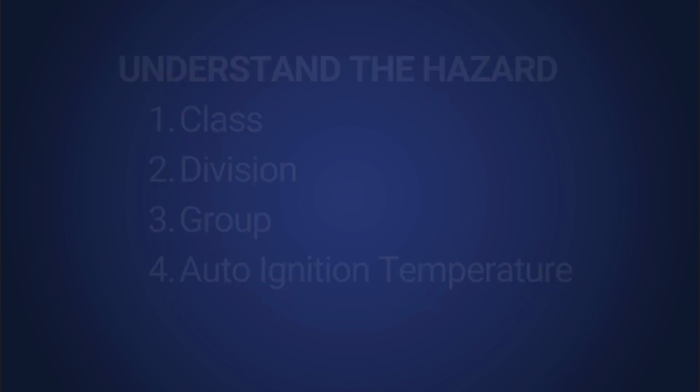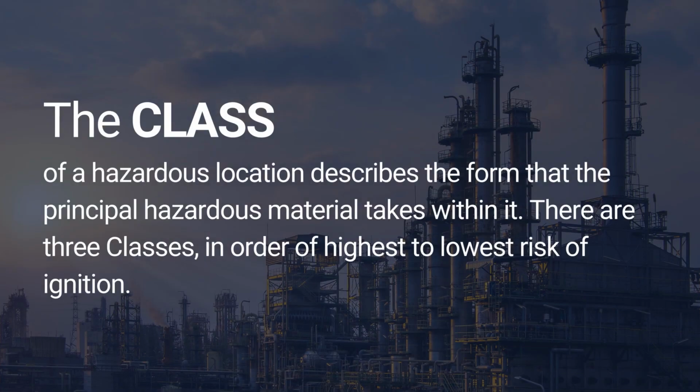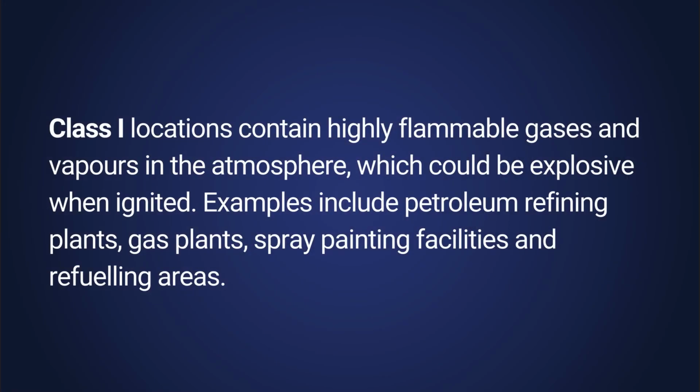1. Class. The class of a hazardous location describes the form that the principal hazardous material takes within it. There are 3 classes, in order of highest to lowest risk of ignition. Class 1 locations contain highly flammable gases and vapors in the atmosphere, which could be explosive when ignited. Examples include petroleum refining plants, gas plants, spray painting facilities, and refueling areas.